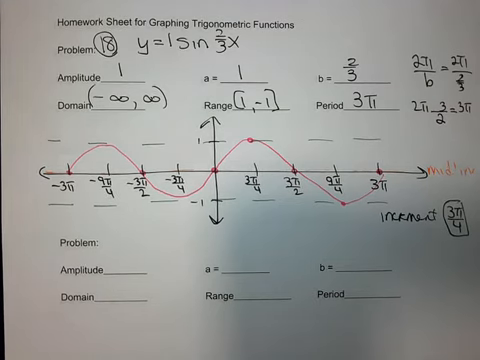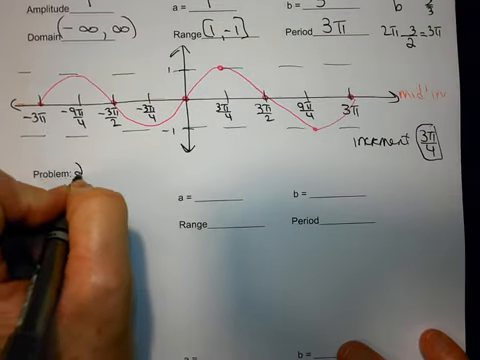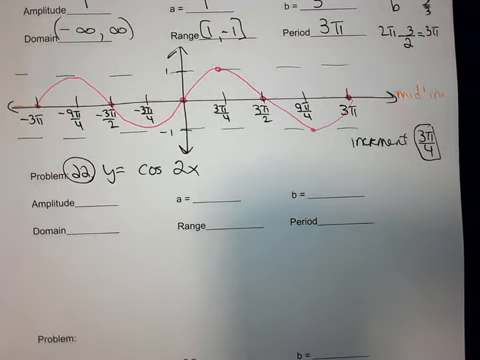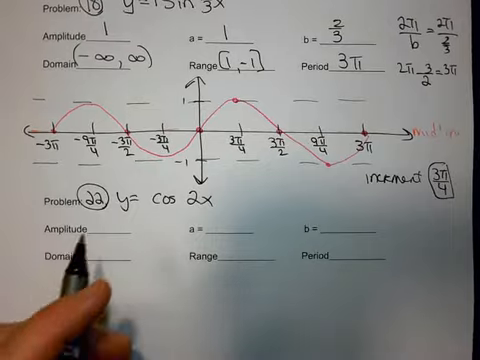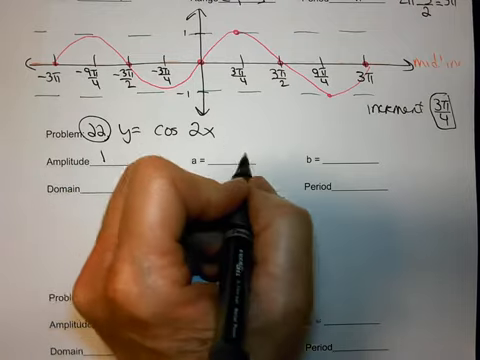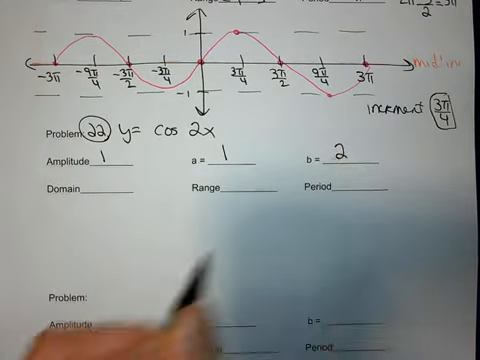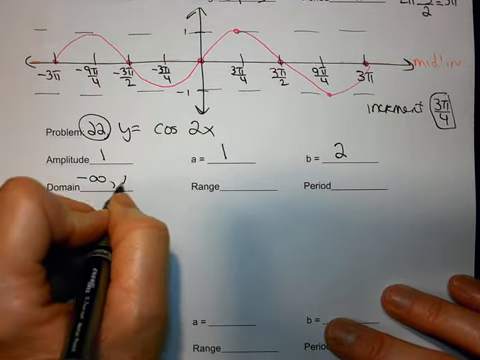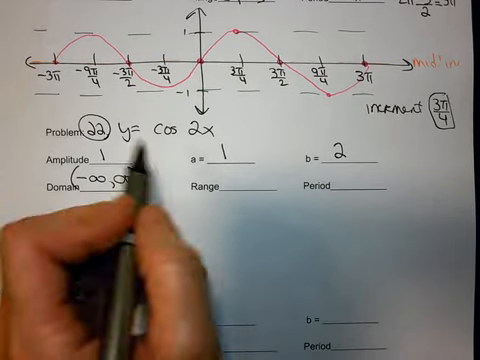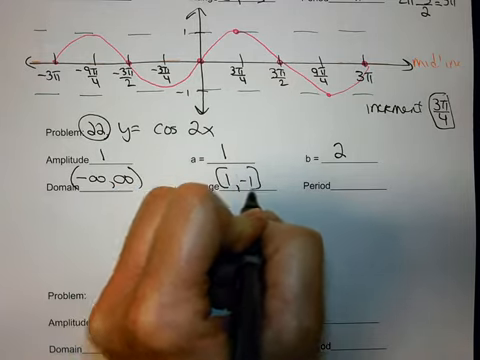So we're going to do 22. Our next problem is problem 22, and that says y is equal to cosine of 2x. Okay, so again, we can do the same labeling. There's an a value of 1, so the absolute value of 1, and then the b is a 2. So our domain, again, is negative infinity to positive infinity, and then a range, again, because that is a 1 value, from 1 to negative 1.